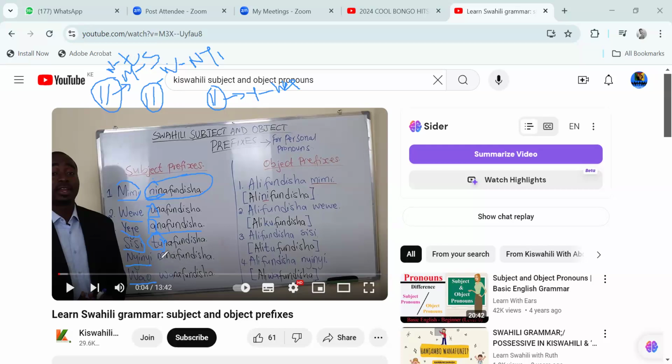Now, if you go to the second person pronoun, which is wewe, where we had unafundisha in the singular, the prefix in the singular aspect is u. But now in plural, it will move to m. So it becomes mnafundisha. So this is the prefix of nyinyi. Nyinyi is the pronoun, and m becomes the prefix.